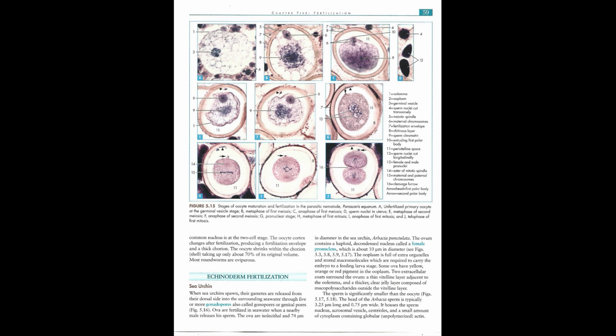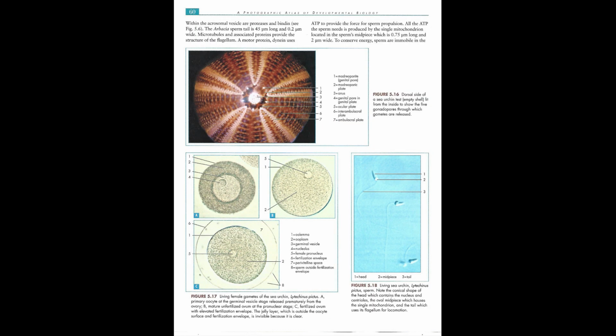The sperm is significantly smaller than the oocyte, Figs 5.17, 5.18. The head of the Arbacia sperm is typically 3.25 µm long and 0.75 µm wide. It houses the sperm nucleus, an acrosomal vesicle, centrioles, and a small amount of cytoplasm containing globular, unpolymerized actin. Within the acrosomal vesicle are proteases and bindin, see Fig 5.6. The Arbacia sperm tail is 45 µm long and 0.2 µm wide.